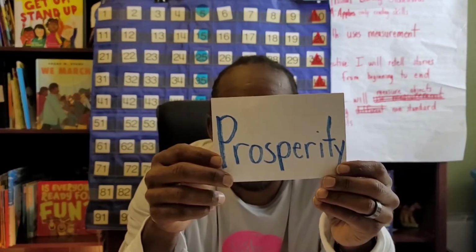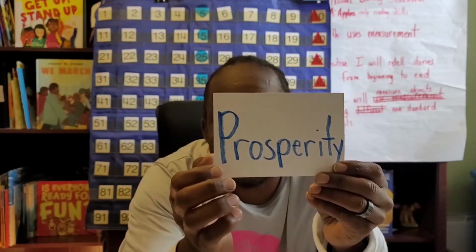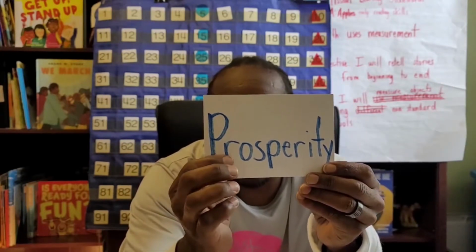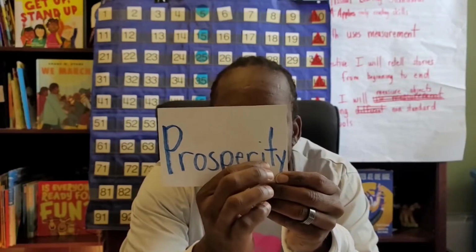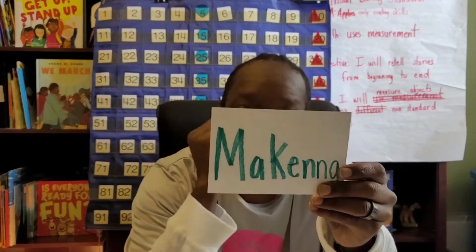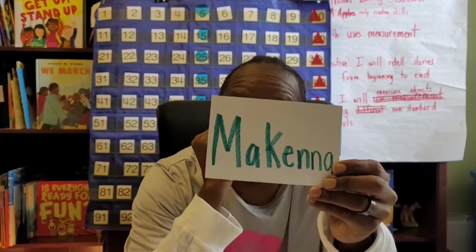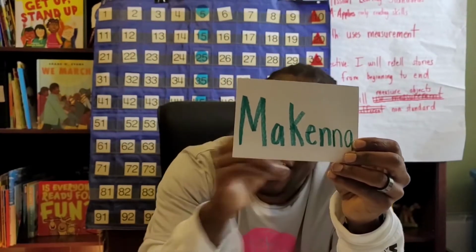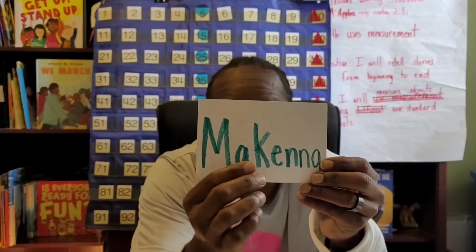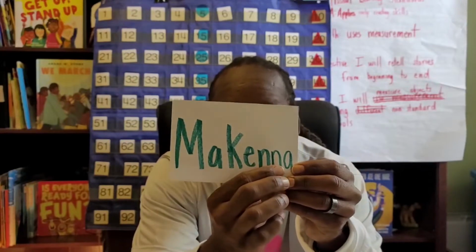And whose name is this? Hi, Prosperity. Let's count Prosperity's letters. 1, 2, 3, 4, 5, 6, 7, 8, 9, 10. And whose name is this? It's McKenna's. Hi, McKenna. Let's count her letters. 1, 2, 3, 4, 5, 6, 7. She has 7 letters in her name.